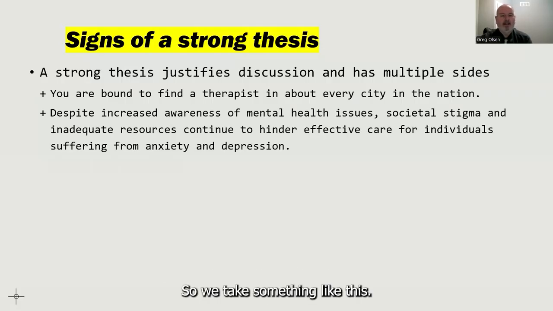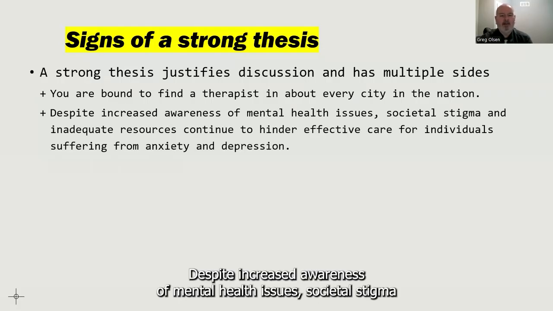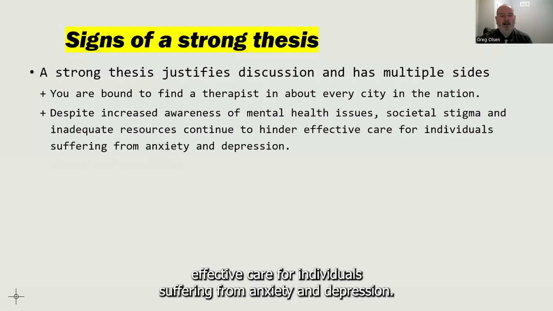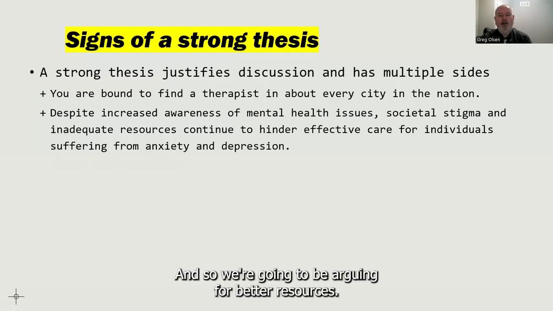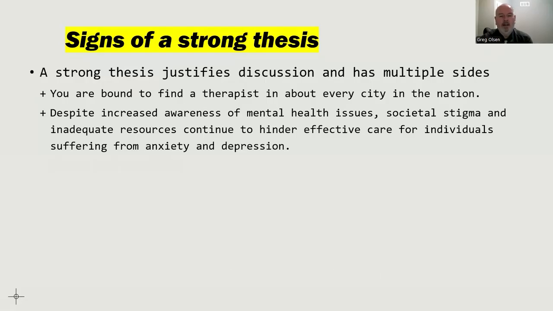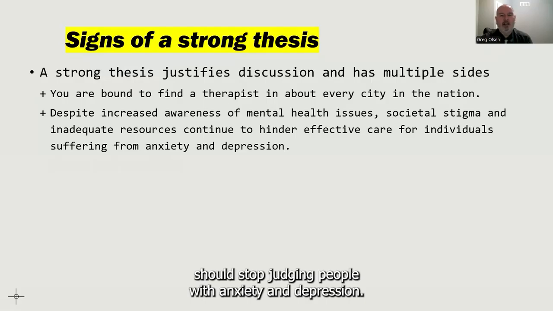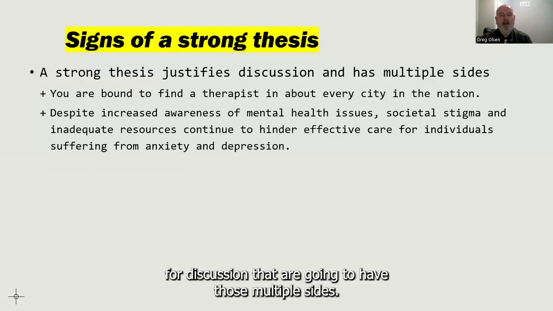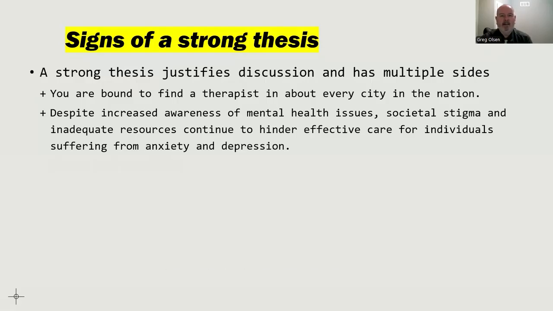So we take something like this: despite increased awareness of mental health issues, societal stigma and inadequate resources continue to hinder effective care for individuals suffering from anxiety and depression. Okay, so we're going to be arguing for better resources. We're going to be arguing that society should stop judging people with anxiety and depression. These are topics that are better for discussion, that are going to have those multiple sides. Okay, so this is a stronger thesis.